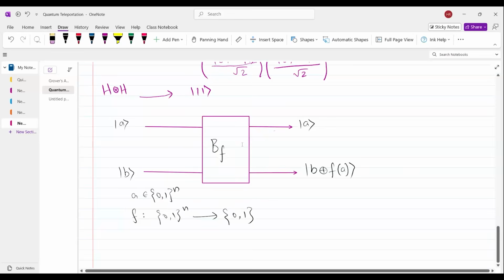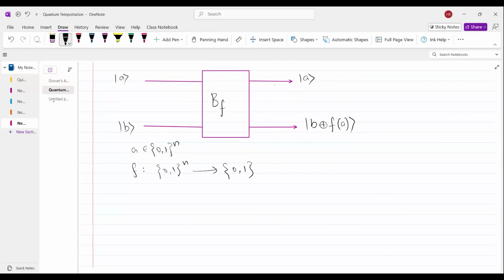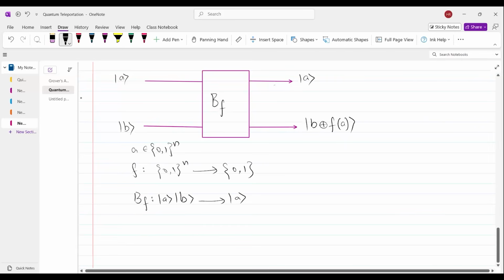The operation of this U_f is defined as mapping |A⟩|B⟩ to |A⟩|B ⊕ f(A)⟩. The state A, which is an n-qubit state, remains the same. However, in the ancilla qubit, we get this XOR, which is a bitwise addition modulo 2.